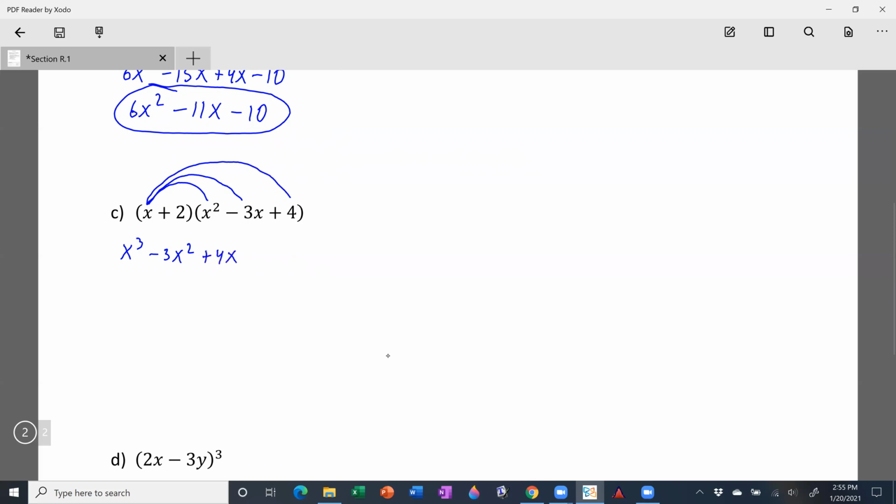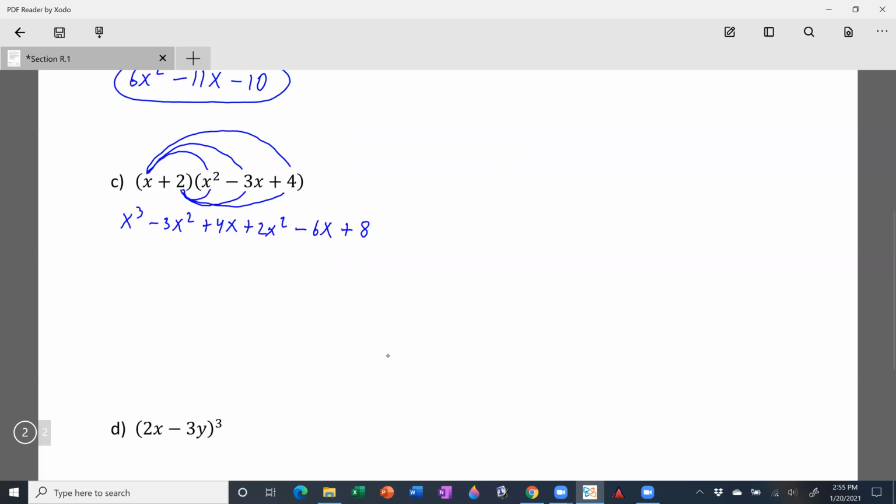Then I move over to the 2 and I make sure that I distribute it onto everything. So 2 times that x squared is plus 2x squared. 2 distributed onto the next one, minus 6x. And then 2 distributed onto the last one is plus 8. So it's kind of like a super FOIL or a double FOIL or something like that. Okay, go through and combine like terms.